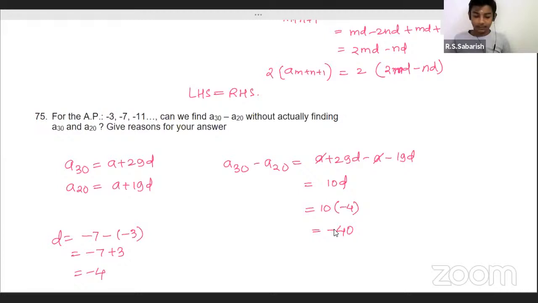Ma'am, difference between any two corresponding terms of these two APs will be equal because common difference of both the APs are equal. I have mentioned that properly. When any two APs have the same common difference, then the difference of every same position terms will always be equal to the difference of first terms. Okay, ma'am.